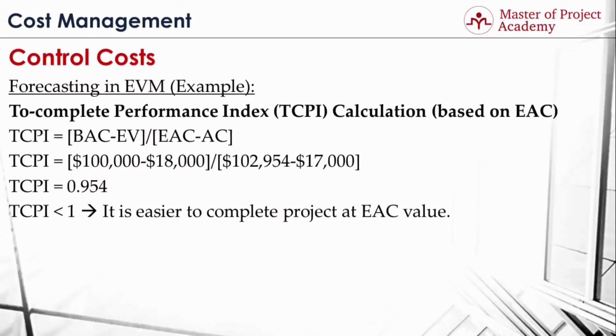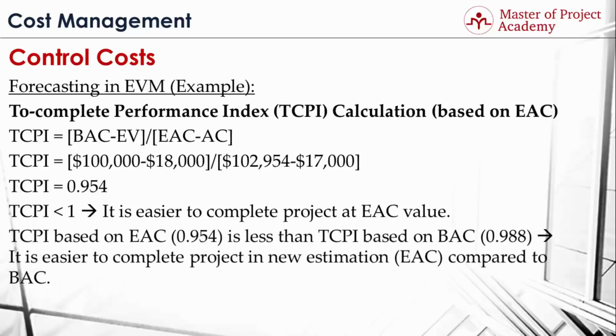When we use the second approach of TCPI, we will be placing EAC in the denominator instead of BAC. In this case, we put the EAC we found by the third approach, and the result is 0.954. Since the new EAC value is greater than the BAC, the TCPI value we found in this approach is less than the one we found with the first approach. Thus, it will be easier to complete the project at the new EAC value than to complete the project at BAC value. We have seen the calculation of forecasting values in earned value management for our project scenario.